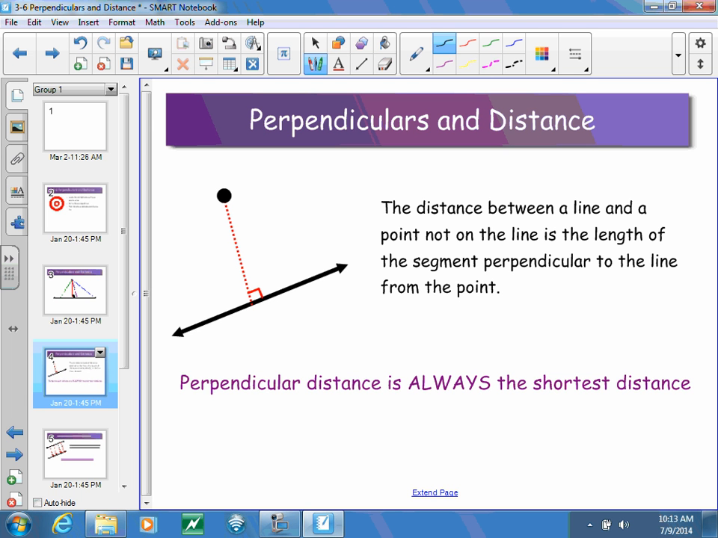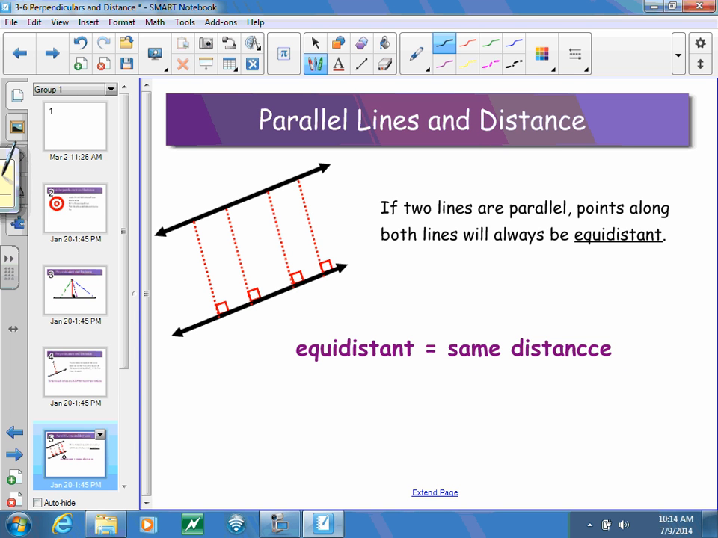So we're talking about perpendiculars and their distance, and what we want to be getting with this, and it's going to be coming up later, is this word called equidistant. When we talk about equidistant, hopefully you see there's 2 words mushed in here: equal and distance. Equal means same, so we're talking about 2 lines that have the same distance.